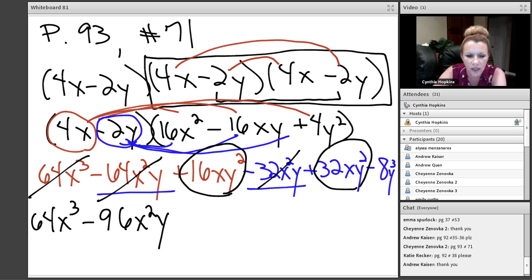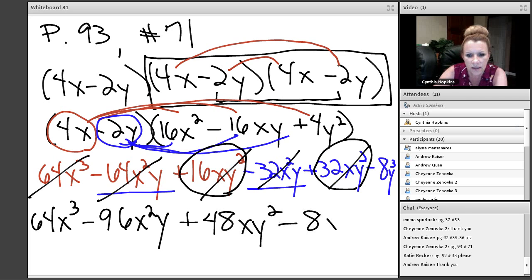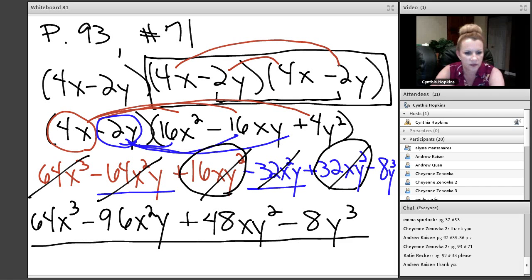Now my circled ones, those are xy squared. I have plus 16 plus 32. That adds up to plus 48xy squared. Those are gone. And my last term is minus 8y cubed. That's my final answer. And if I gave this a name, I would call it a cubic polynomial with 4 terms. And there you go.